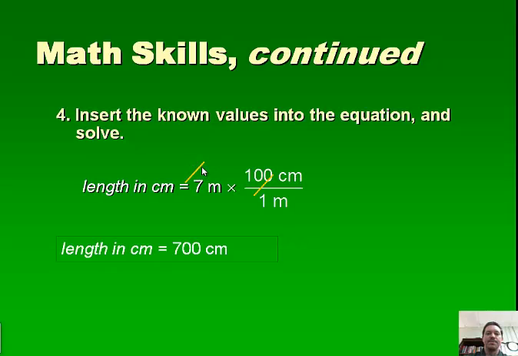These lines should be here. So meters cancel, and we're left with the unit centimeters. So we have 700 centimeters.